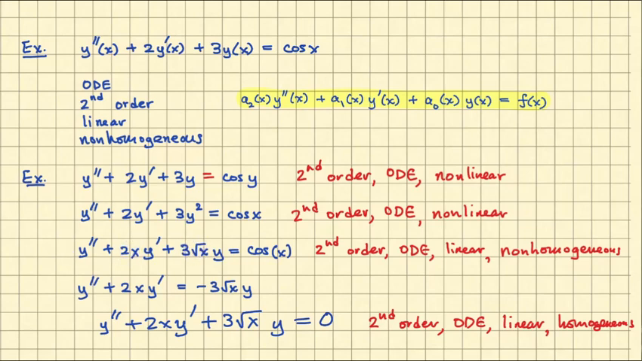So see, if you think that it's linear, you ought to be able to read off its coefficient functions, its order, and you ought to be able to read off the f, which is called the forcing function. The forcing function is either 0 or not 0. You ought to be able to read that off.